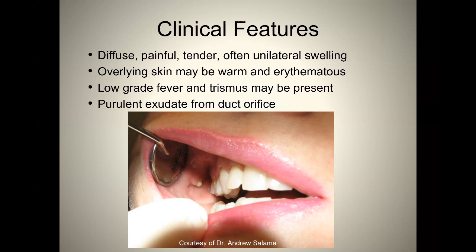And in addition, because there may be a systemic aspect of this infection, the patient may have a low-grade fever and may have trismus because of this inflammation and infection, leading to the inability of full mouth opening due to what's going on. The kind of slam dunk sign is purulent exudate from the duct orifice, which you can really appreciate in this picture here, supplied by Dr. Salama.